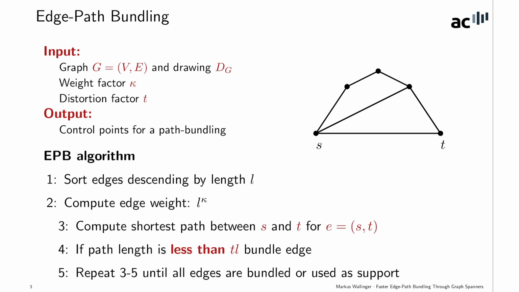First, we sort the edges descending by the edge length. Next, we compute new edge weights by raising the edge length to the power of a weight factor kappa. This makes it possible to later prefer short edges in a shortest path. Now, for each edge, we remove the edge from the graph and compute the shortest path between the endpoints. If the length of the path is less than t times the edge length, we bundle the edge against the shortest path. We repeat steps 3 to 5 until all edges are either bundled or used as a support.